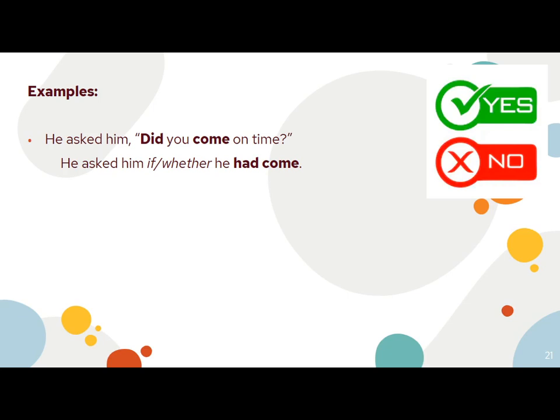He asked him if he had come on time. I'm missing on time right there, but it's okay. So what is important right now is the structure. He asked him whether he had come on time. Okay, if or whether.